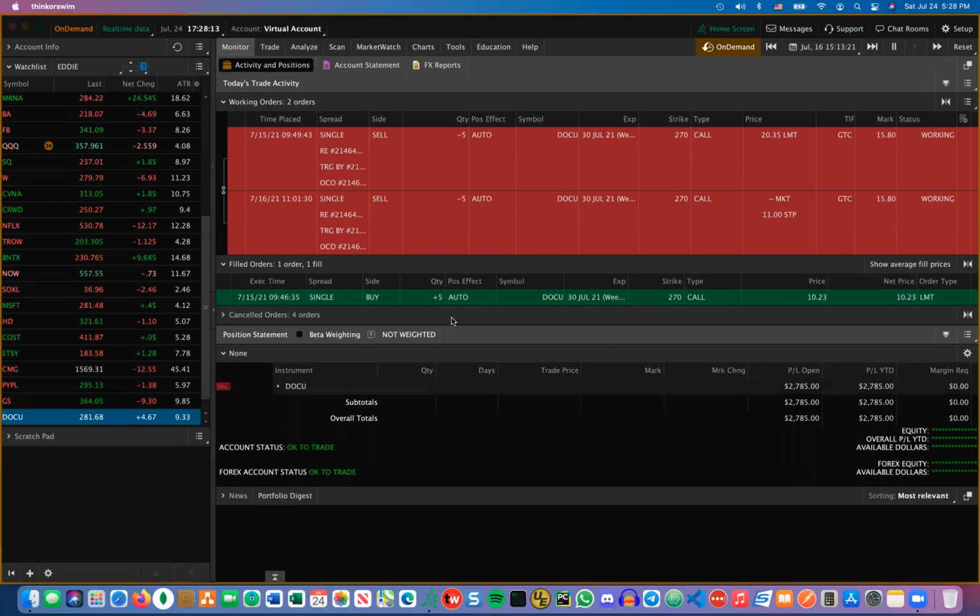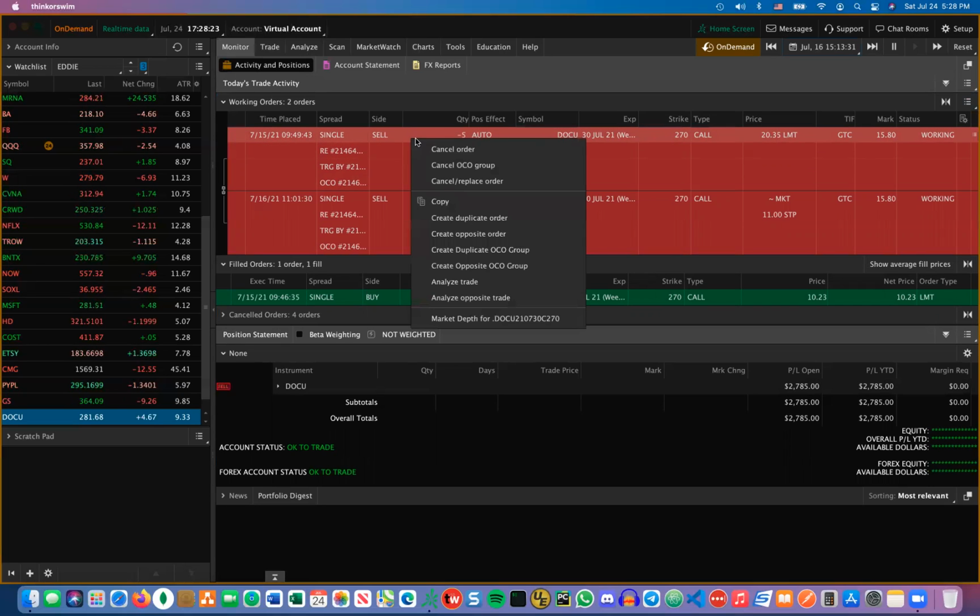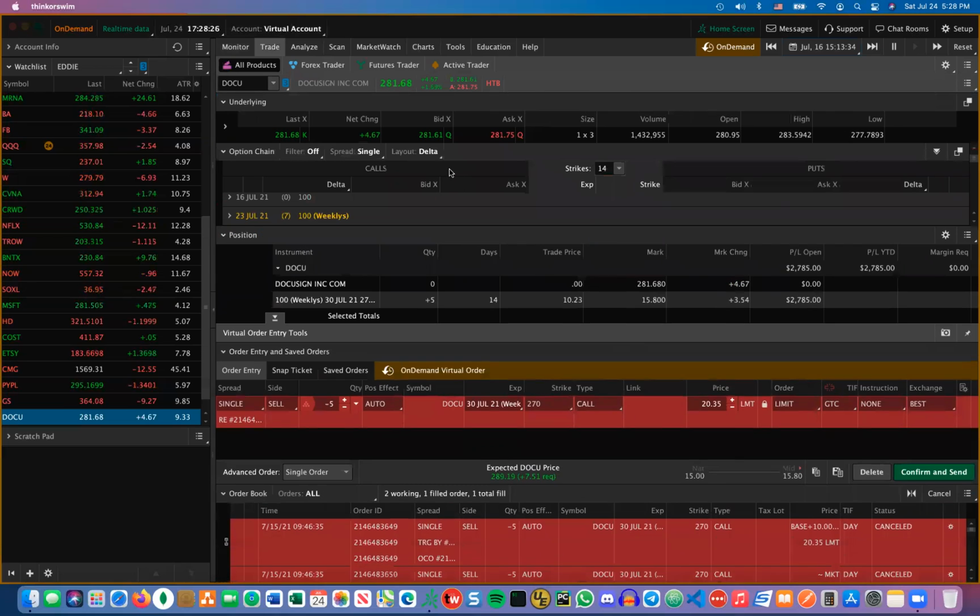How do I lock it in? I am simply going to right click on my take profit order, which right now is set for 20.35. Simply right click, do a cancel replace. I am going to unlock this price so that I can get the current price. The mid price is 15.80. You know what? Let's not be greedy. Let's go with 15 and a half and confirm and send.